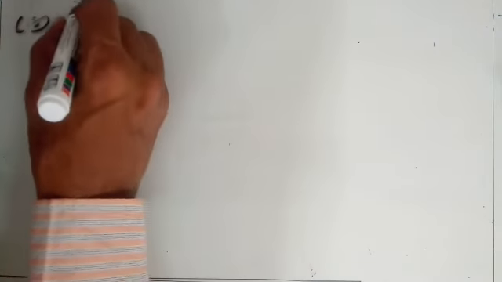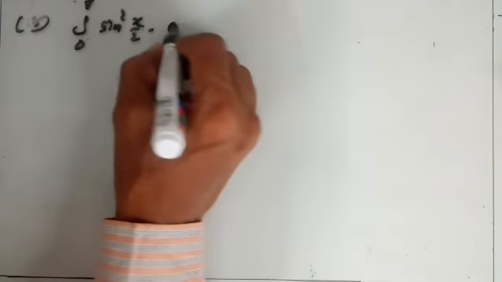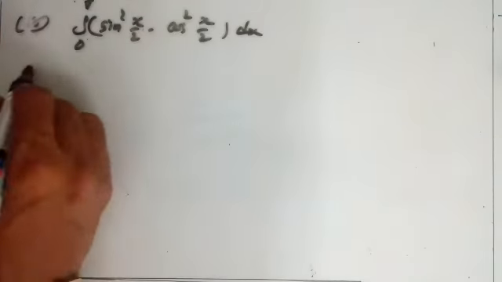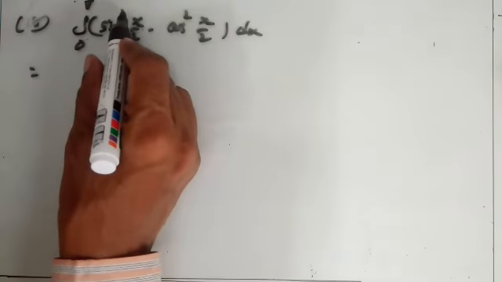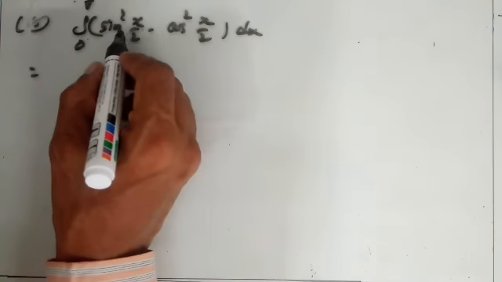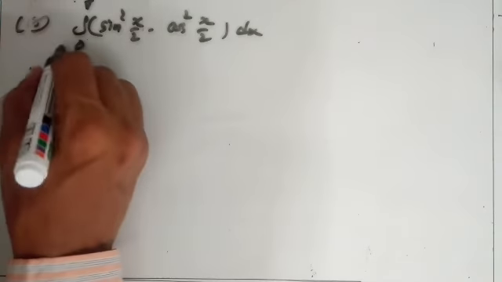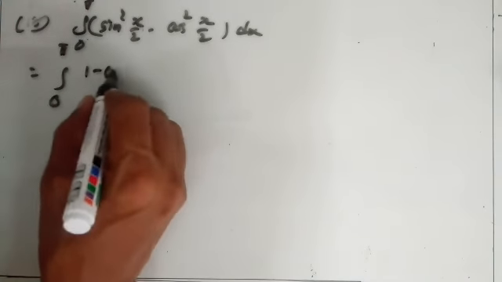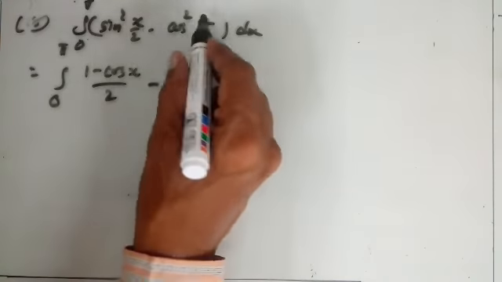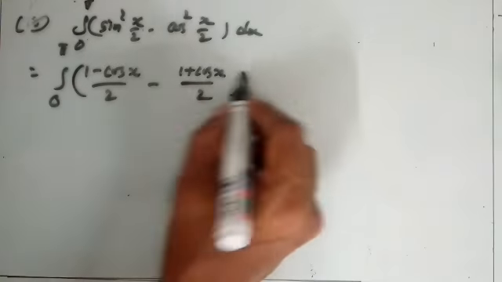Now next question 18. Find the integration from 0 to π of (sin²(x/2) − cos²(x/2)) dx. We know that first we remove this square. Applying the formula, sin²(x/2) is equal to (1 − cos(2 · x/2))/2, that is (1 − cos x)/2. So the integration from 0 to π of [(1 − cos x)/2 − cos²(x/2)], where cos²(x/2) is equal to (1 + cos x)/2, dx.